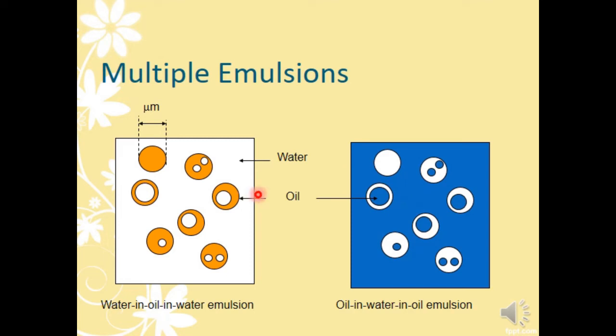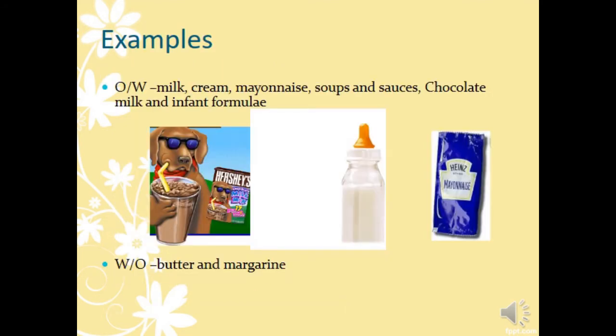The third and the fourth figures here represent double emulsions. Here we have water, white colored, in oil, orange, in water emulsion. And this one, blue, is oil, white, water in oil. Now, examples of oil in water emulsion include milk, cream, mayonnaise, soups, sauces, chocolate milk, and infant formula. Examples of water in oil are butter and margarine.